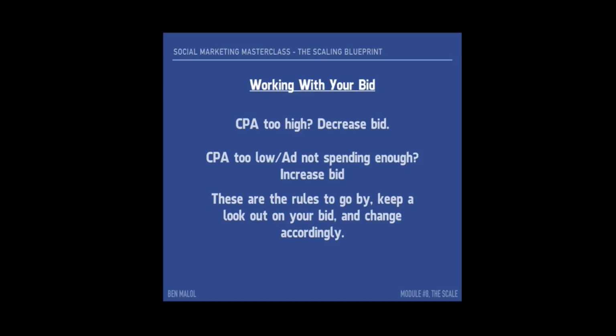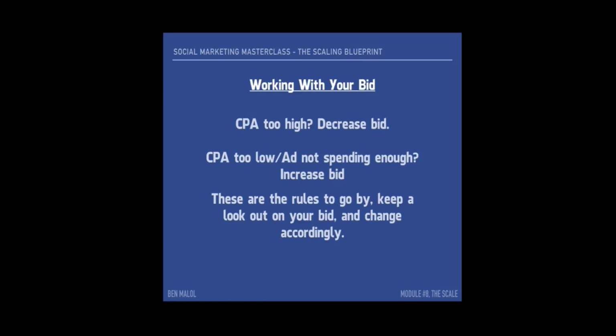Okay, so again, these are the two rules. Is the CPA too high? Okay, decrease the bid. Is the CPA too low? Increase the bid. I'm not talking about decreasing by a ton. You decrease very, very slowly, because if you're bidding $10 and you've already been running it for a while, and then suddenly it starts to be pretty high, you just decrease it a little bit. You decrease it by $1. You see what happens. You don't suddenly decrease it by like half.